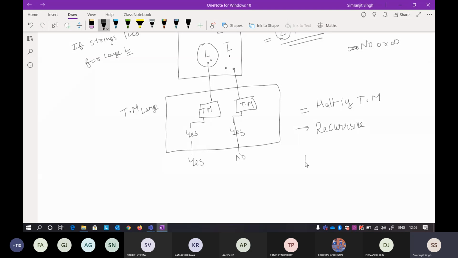So keep in mind, for recursive it is a halting Turing machine. For recursively enumerable, it's a simple Turing machine. This Turing machine can halt, or cannot halt; I cannot say anything about it. But for a recursive or halting Turing machine, one thing I can say definitely: my Turing machine will always halt. So that is very important to understand.